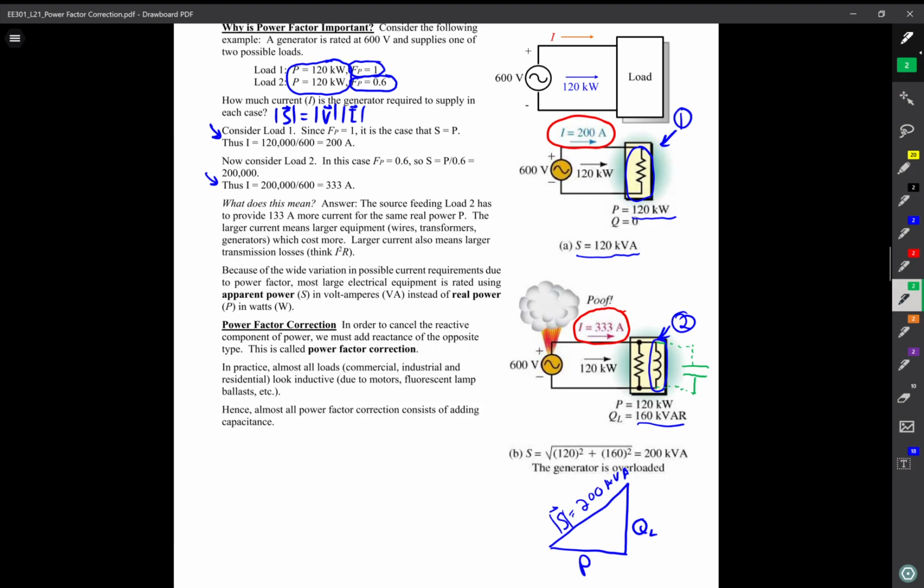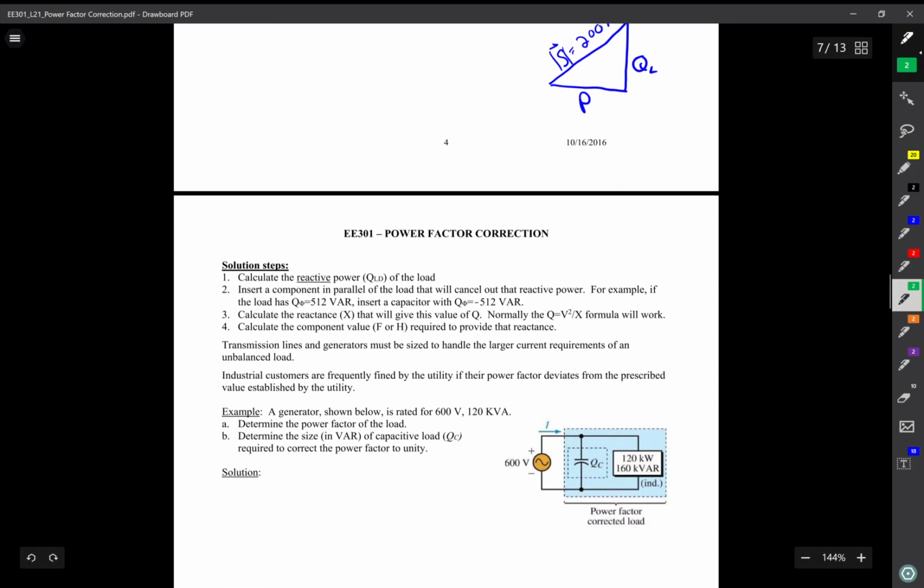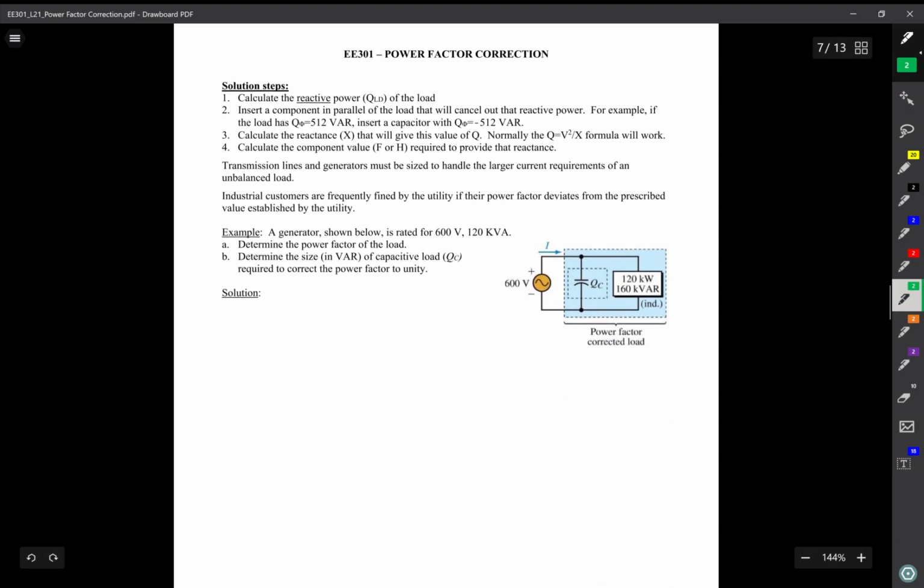And that way I'll have a reactive power that's negative, but in magnitude it's the same as the load. And so when I add up all the power, my reactive power cancels to 0. And that's the idea of power factor correction. So let's do a problem.